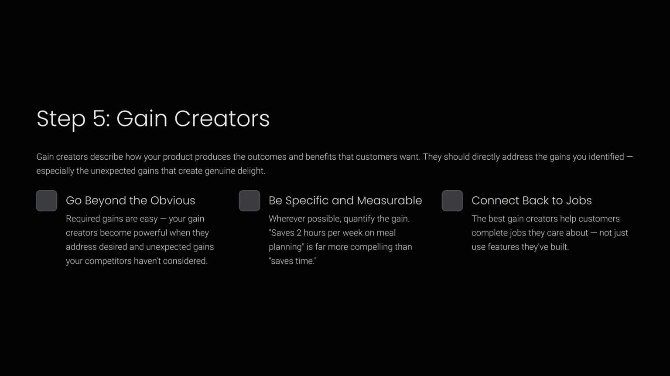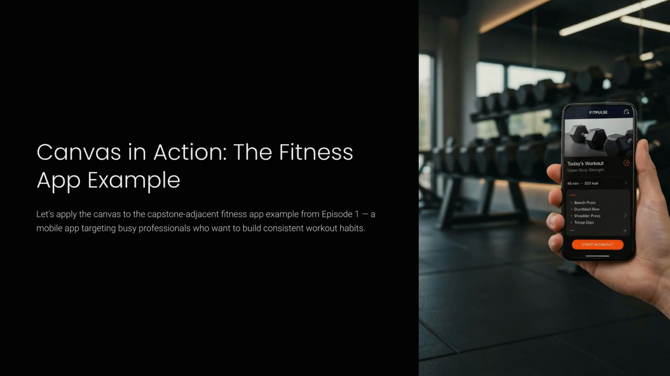Finally, Step 5 involves gain creators. These describe how your product delivers on those customer needs. Go beyond the obvious, be measurable, and always ensure your gain creators are directly connected to the jobs your customers are trying to get done. Let's put this into action. In the following segments, we will apply this canvas to our fitness app example, specifically targeting busy professionals who want to build consistent, long-term workout habits.